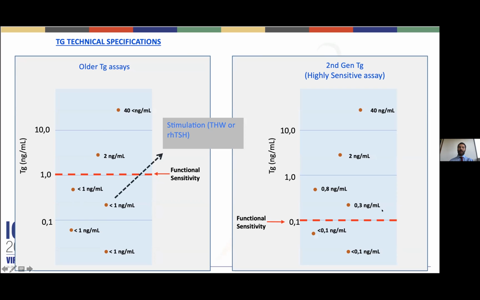Nowadays, as we show here on the right hand, second generation thyroglobulin, also called highly sensitive thyroglobulin, can be measured as low as 0.1 nanogram per ml. So, in contrast to the older assay, we can identify patients who have this low level of thyroglobulin, making stimulation not useful. This second generation or highly sensitive thyroglobulin assay has a cost that is very similar to the older thyroglobulin assay, and also each year it is becoming available in more and more public and private centers.